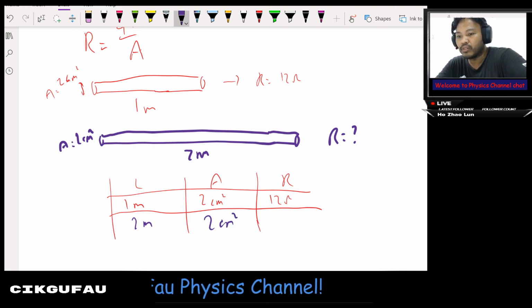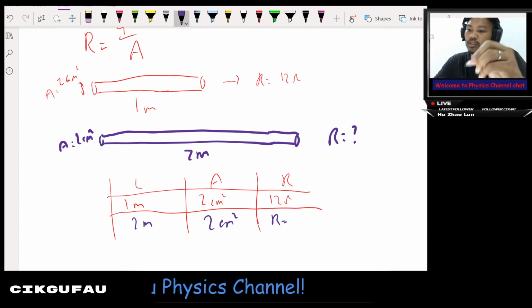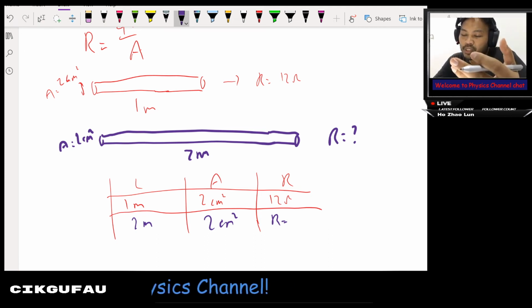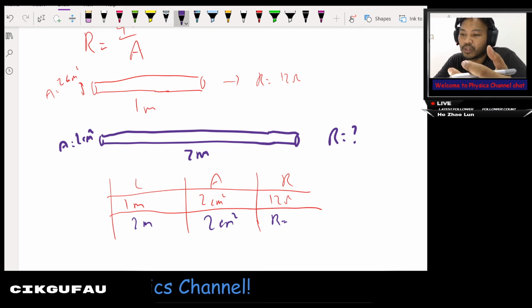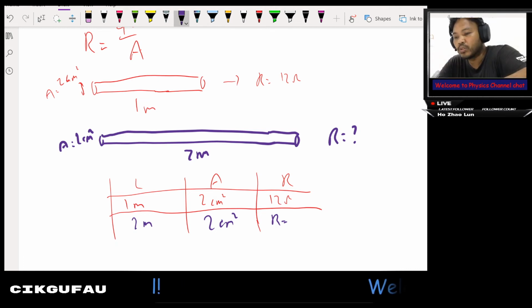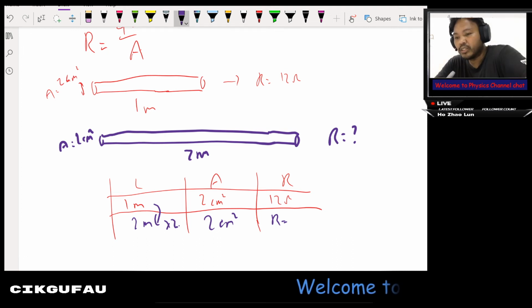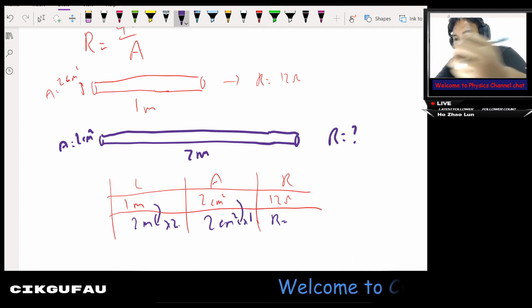And find the resistance, right? So we are doing the proportion method. We take the first row as a reference. So we find out how many times, in terms of the comparison to the original, is the new row. The new row in terms of length is twice the length. In terms of the cross-sectional area, there is no difference, it's still times 1.